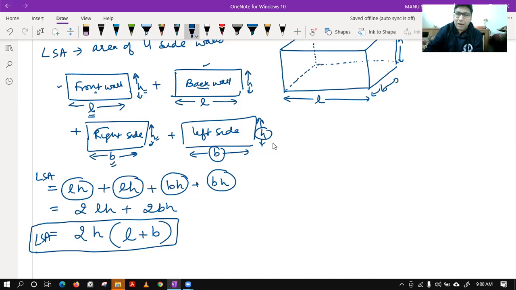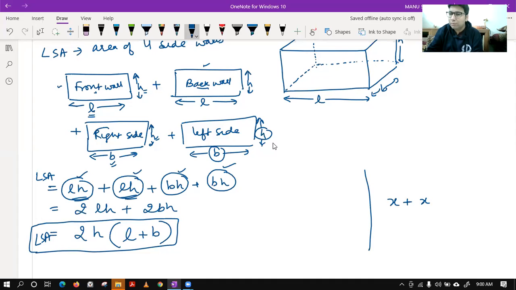Okay, so after getting this LH plus LH plus BH plus BH, I have seen that these two are same. So LH plus LH becomes 2LH. Now you will ask why? Because we have learned this before also.